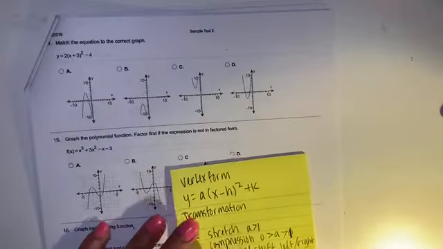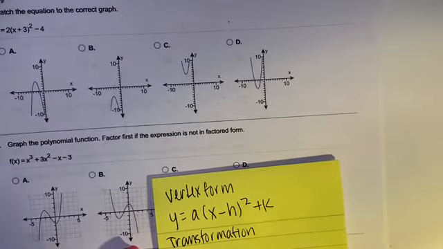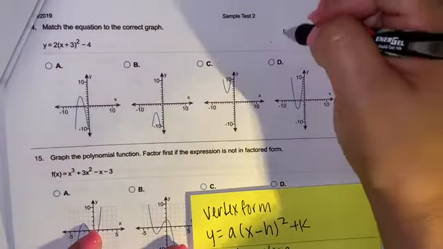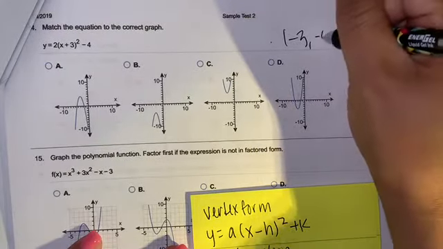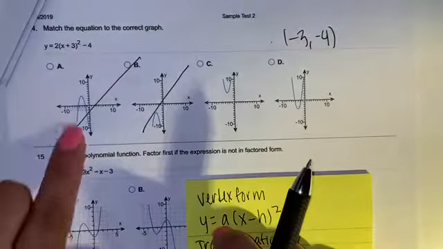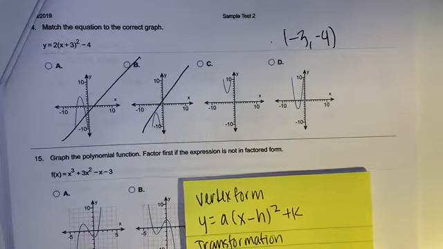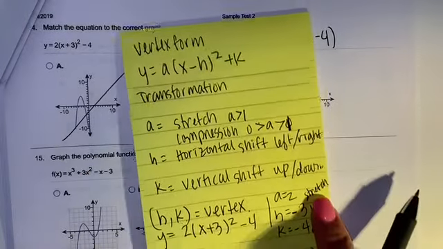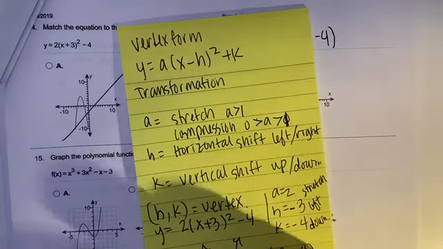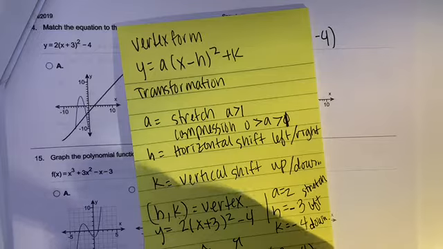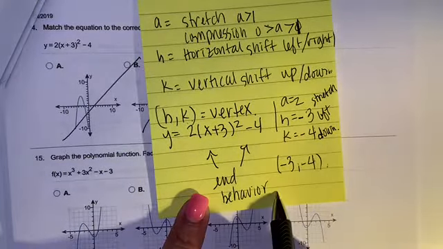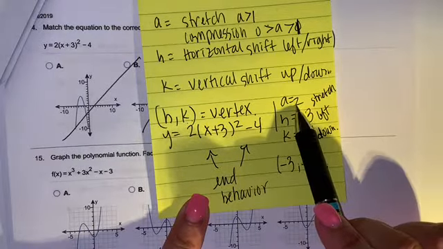So let's go ahead and look at our answer choices. You first want to find the vertex of -3 comma -4. So I know that I can eliminate A and B because they both open down. And I know that my stretch was 2. Sorry, I know that my end behavior opens up because my stretch was a positive number.